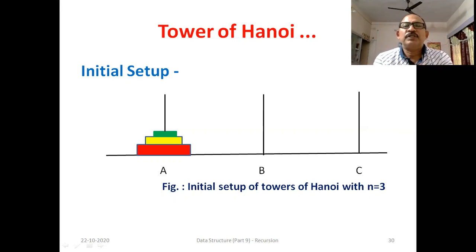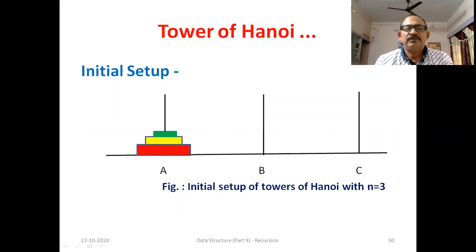So here the objective is to move all 3 discs from tower A to tower C, that is the destination, taking B as the auxiliary pole or the intermediate pole, keeping the rules of the game in mind. The problem is clear now. How will we move these 3 discs from A to C without breaking the rules of this game?